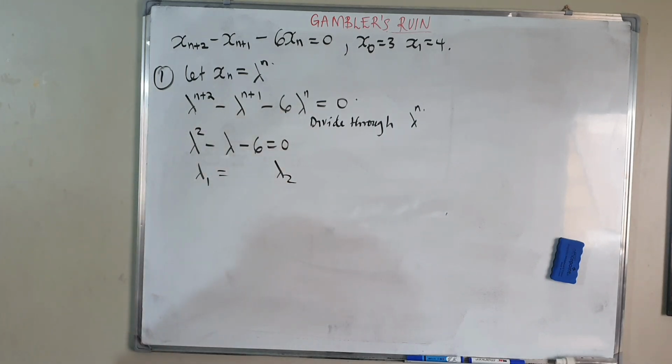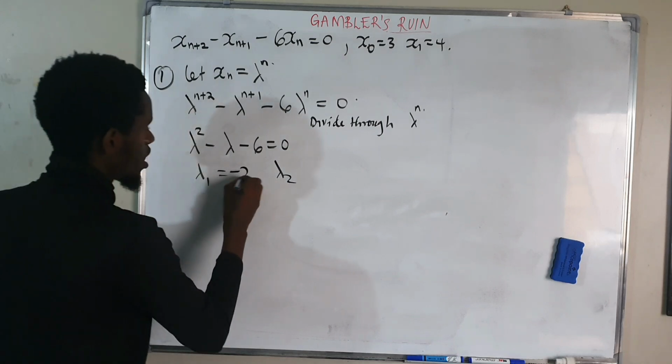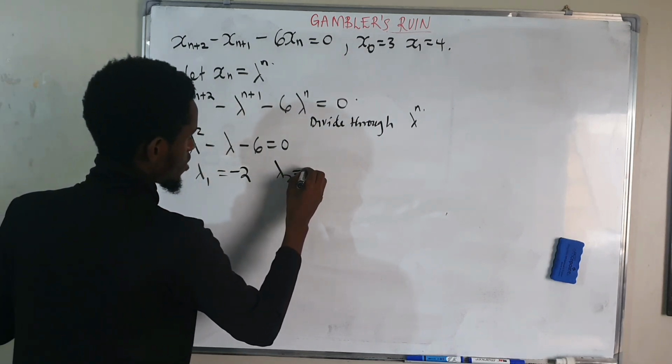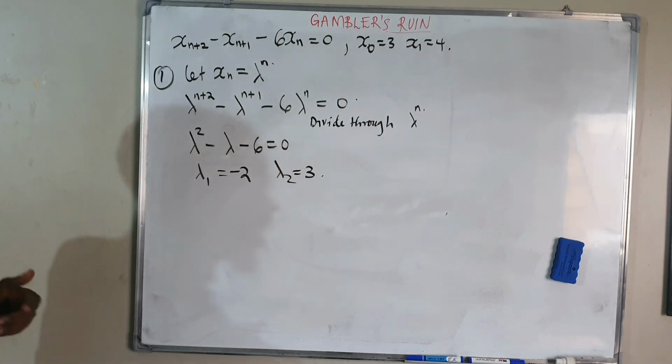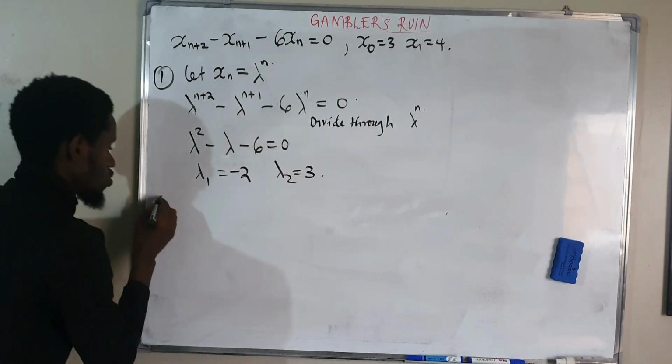My lambda 1 is going to be negative 2 and lambda 2 is going to be 3, by solving this equation. And those are the values of my lambda. Therefore, I'll be able to generate my general solution.